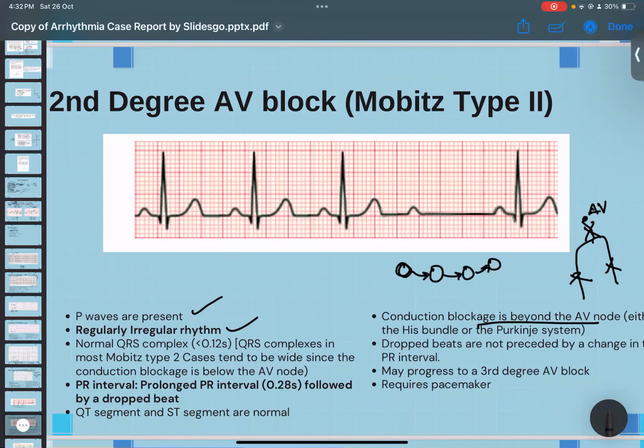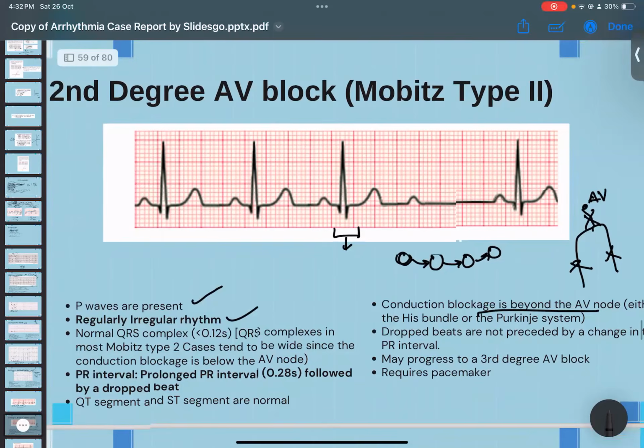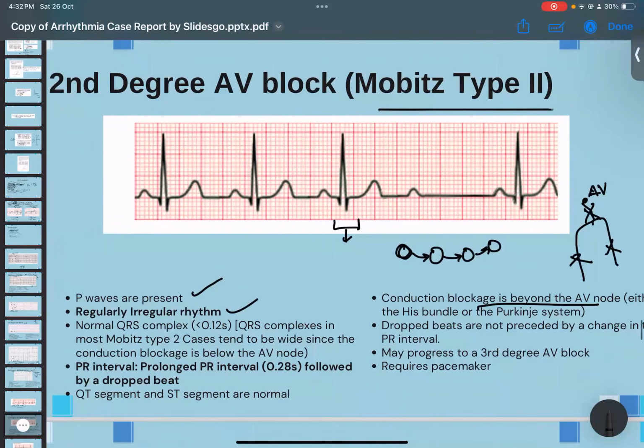And because it's going to take a lot longer, you're going to see a wide QRS complex. In this ECG, however, there wasn't a wide QRS complex, but in most cases of Mobitz type 2, you will see that there's going to be a wide QRS complex. And the PR interval is usually prolonged by an equal timing, so that's 0.28 seconds, and then it's followed by a drop beat, so non-conduction of impulse from the atria to the ventricle. The QT and the ST segments are normal.